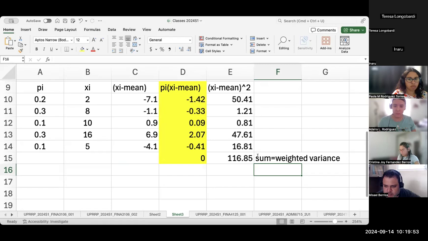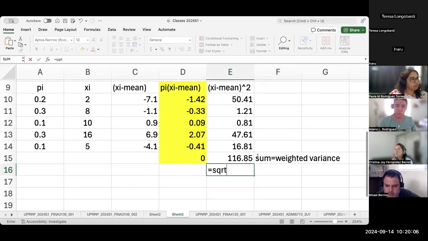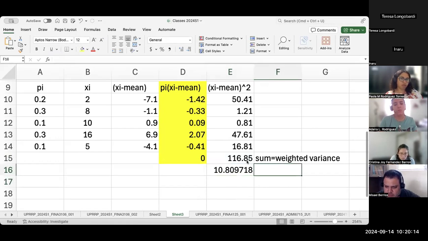And then I need to get the units back. In this case, it was the spending data. So it was dollars. I need to take the square root. To get the square root, you use SQRT and bracket. So this is called the weighted standard deviation.